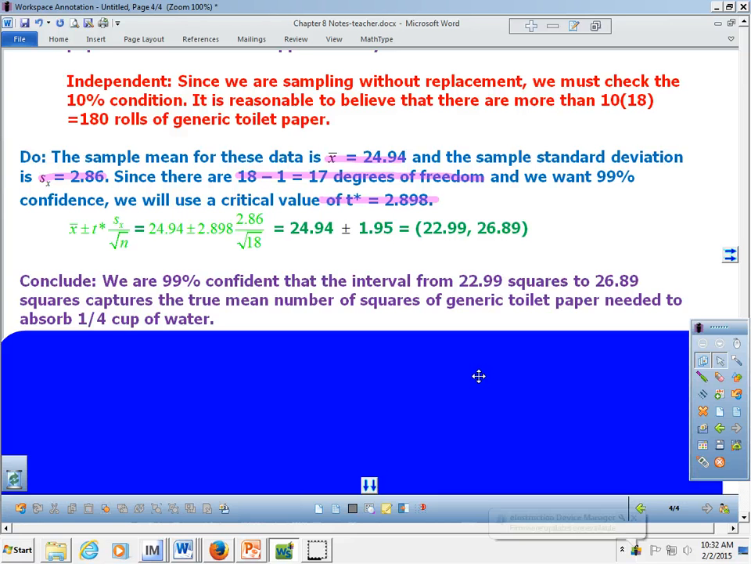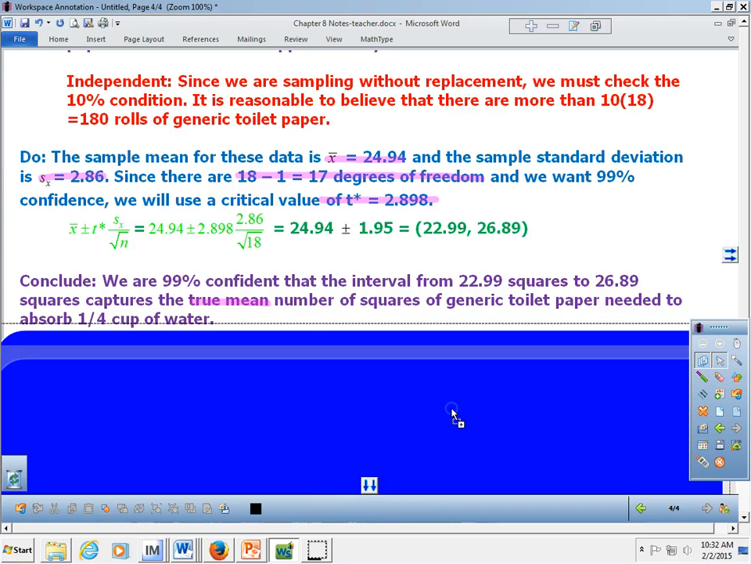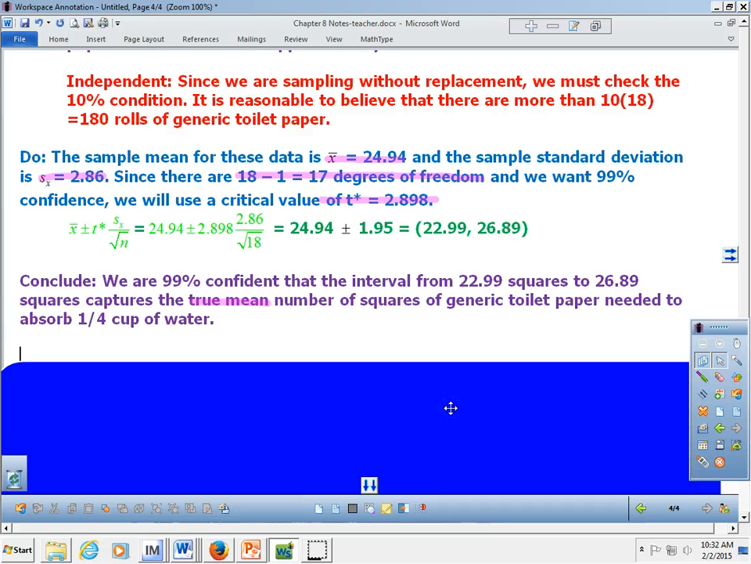We're 99% confident that the interval from 22.99 squares to 26.89 squares captures the true mean, not true value, true mean number of squares of generic toilet paper needed to absorb a quarter cup of water. Okay? So do make sure we're showing all of that work. Think about it in terms of that 4-step process to make sure you get all the work in there. Include a graph if your sample size is less than 30, and you'll receive full credit and be well on your way to doing very well on the test in here and on the AP exam.